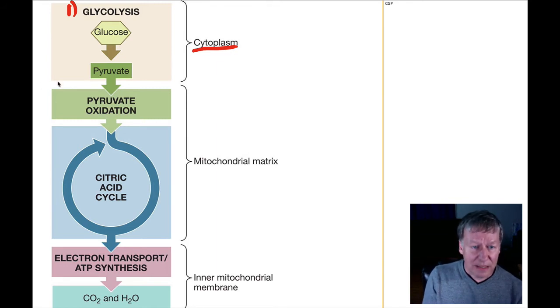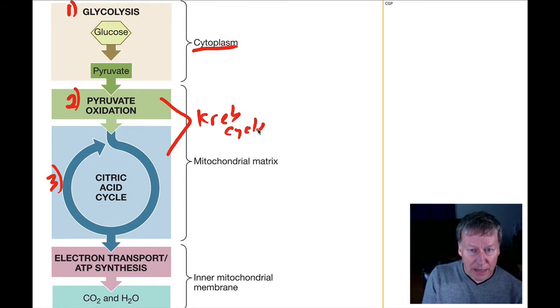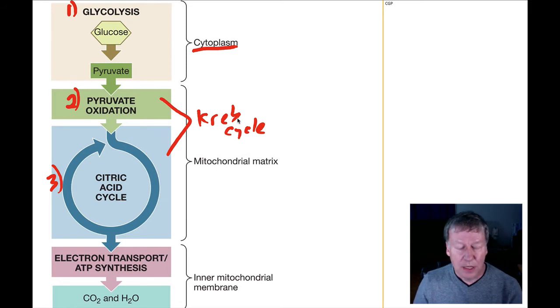The second and third steps, pyruvic oxidation and the citric acid cycle, are often joined together as a single step and are sometimes called the Krebs cycle, named after the scientist who discovered it. In your textbook, these two are separated, pyruvic oxidation and the citric acid cycle. I frequently lump them together, so you'll occasionally hear me just call them the Krebs cycle, but we'll make sure to go through each of them in turn.